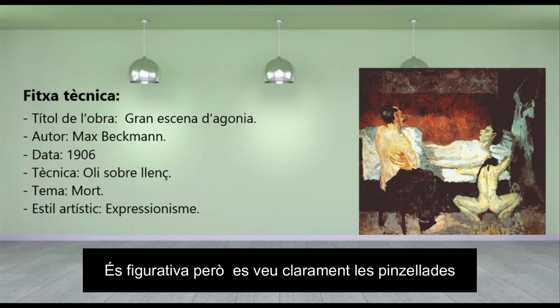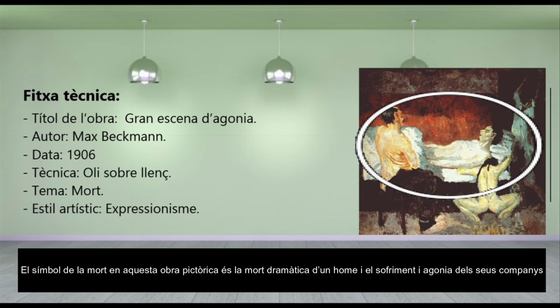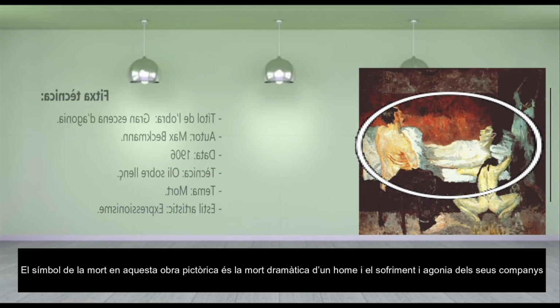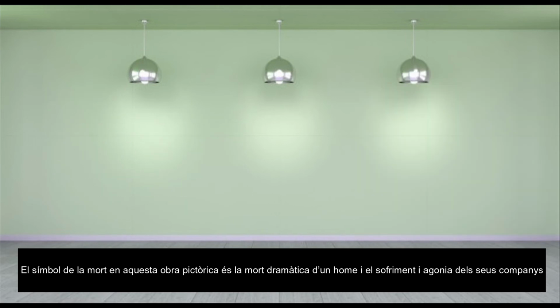It is figurative, but we can see clearly the brush strokes. The symbol of the dead in this picture is the dramatic death of a man and the agony and suffering of his mates.